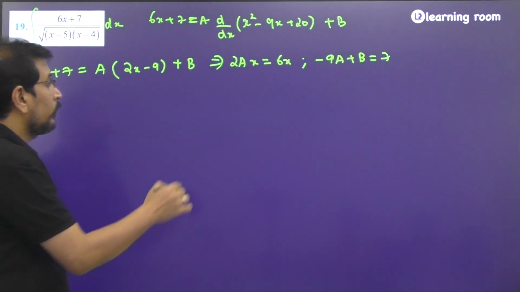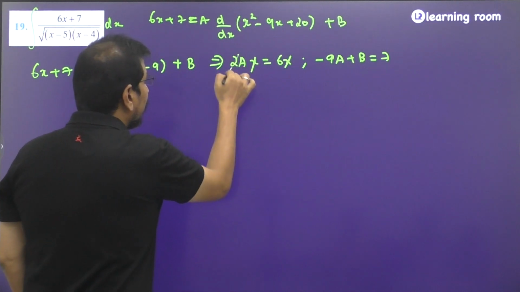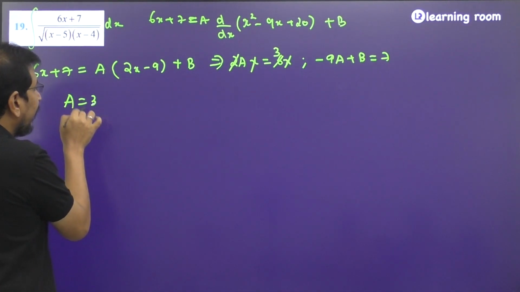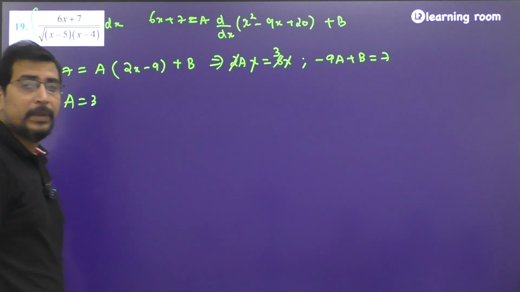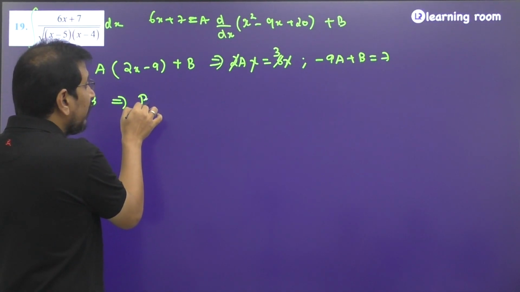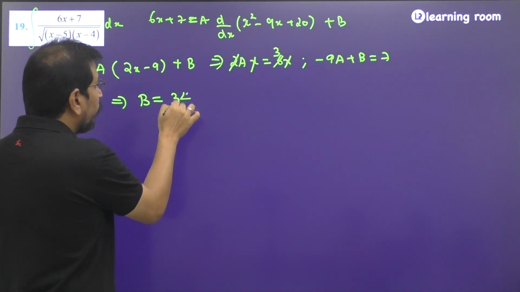Right. So x is gone. This clearly indicates that a is going to be equal to 3. When a is 3 substituted here, you will get minus 27 plus b is equal to 7. So this implies b is equal to 34.